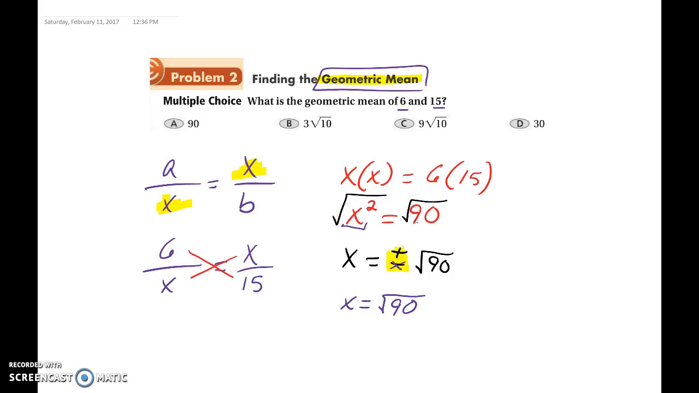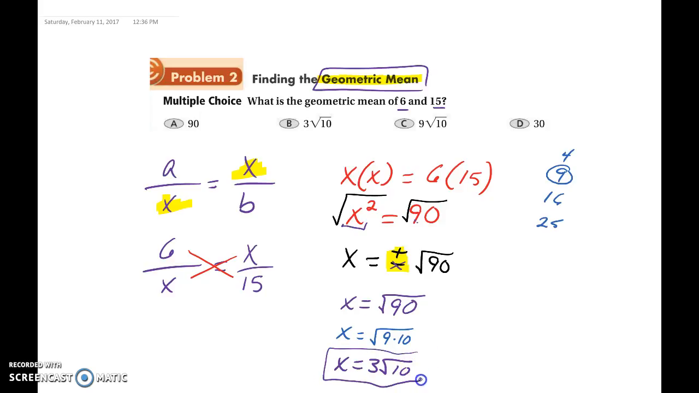Now, one of the things you have to do is you must simplify your radicals. So then we would ask ourselves, which number divides evenly into 90? So does 4 divide evenly? Which perfect square? So 4, 9, 16, 25, etc. Well, we know that 9 divides evenly into 90, so we can rewrite this as 9 times 10, and then we can take the square root of 9, which is equal to 3. So this final answer, the geometric mean, so each X will be equal to 3 times the square root of 10. And if we plug them into our ratios, we would have an equal proportion.